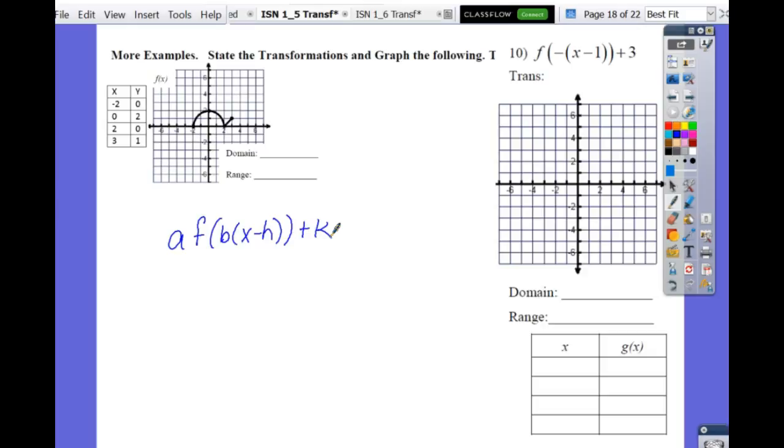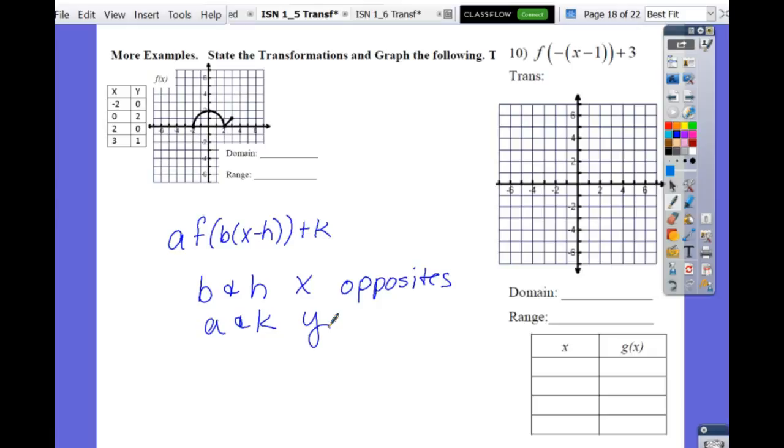And if it was inside the parentheses, it affects which variable? The b and the h affect the x. And what do we know about our x's? They lie. So these are opposites. And the a and k affect the y. And they're not our x's, so they tell the truth. Okay?